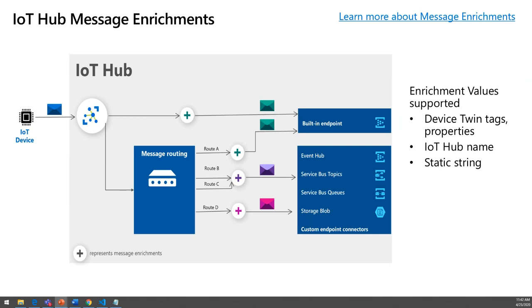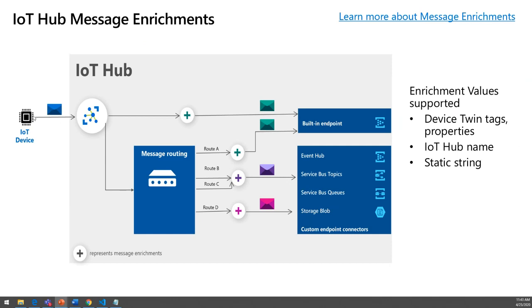The next thing that I like to talk about is message enrichment. So we talked about how IoT Hub has built-in routing. You can route to storage blob and other endpoints, but there's another thing that you can do as well, and this is a relatively newer feature. Message enrichment describes the ability of IoT Hub to stamp messages with additional information before those messages are sent to another endpoint.